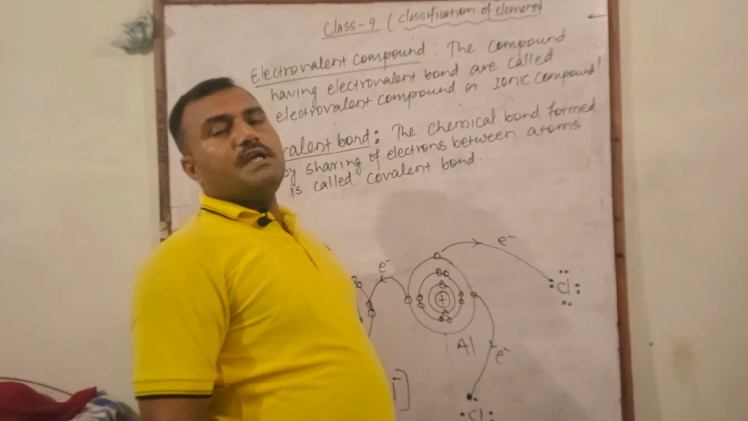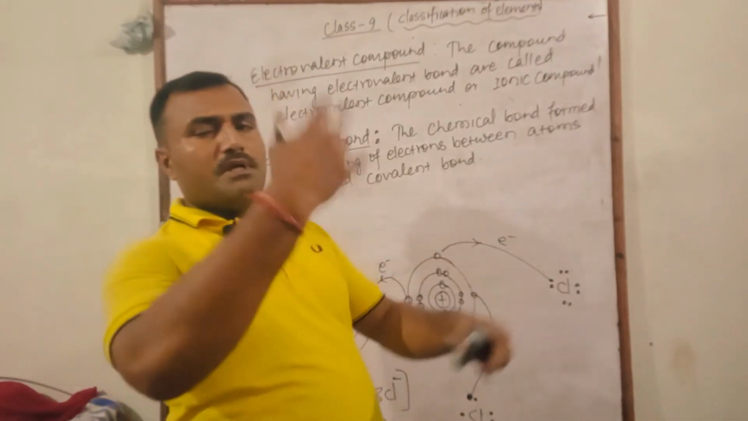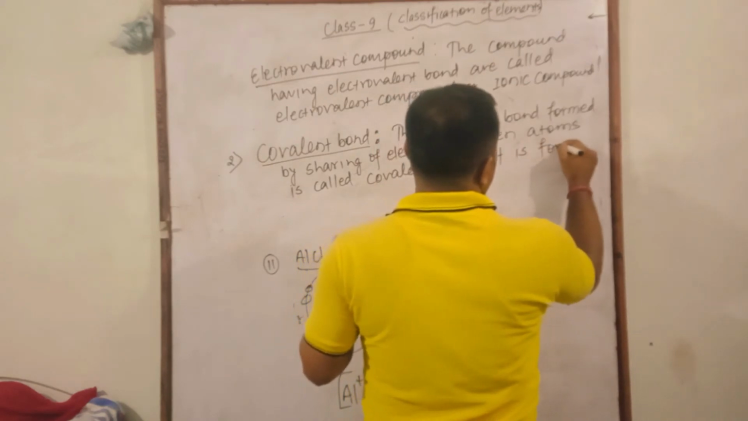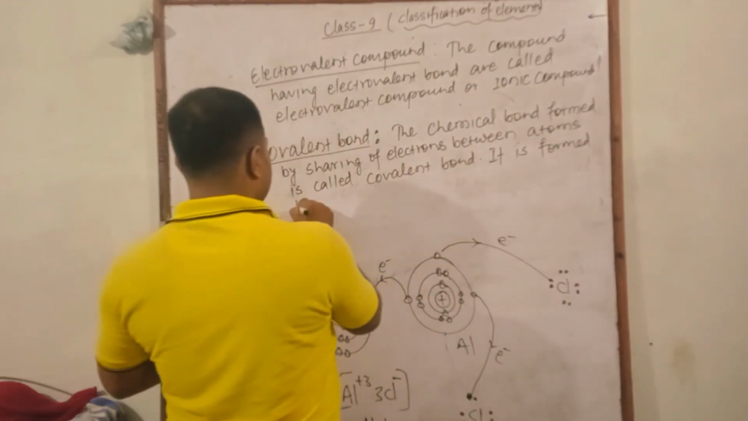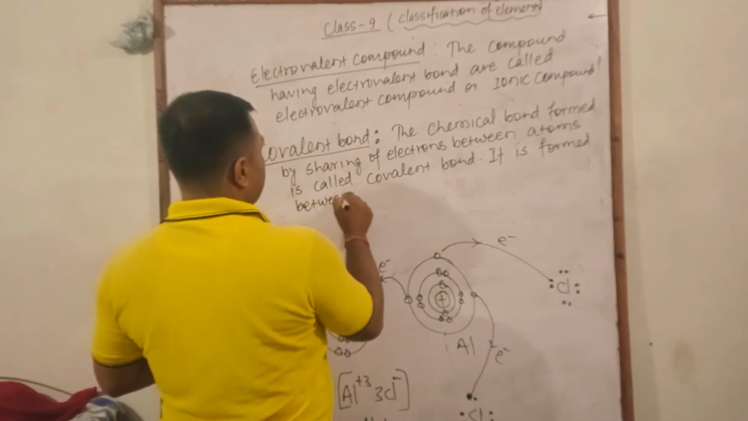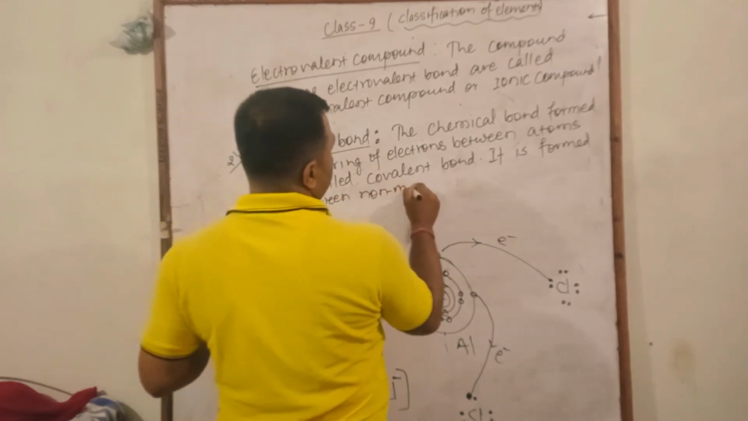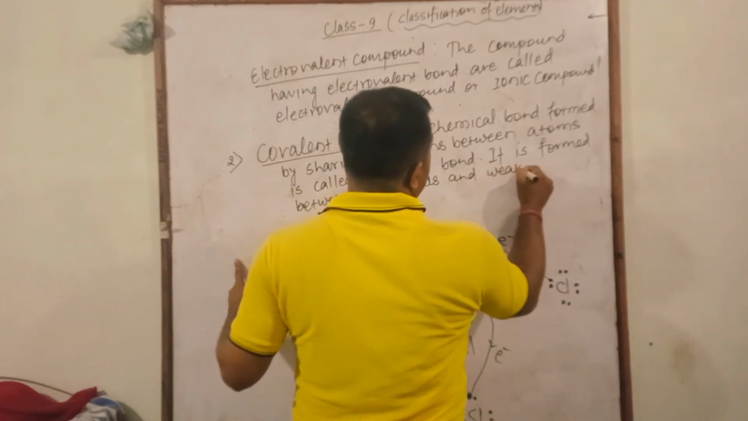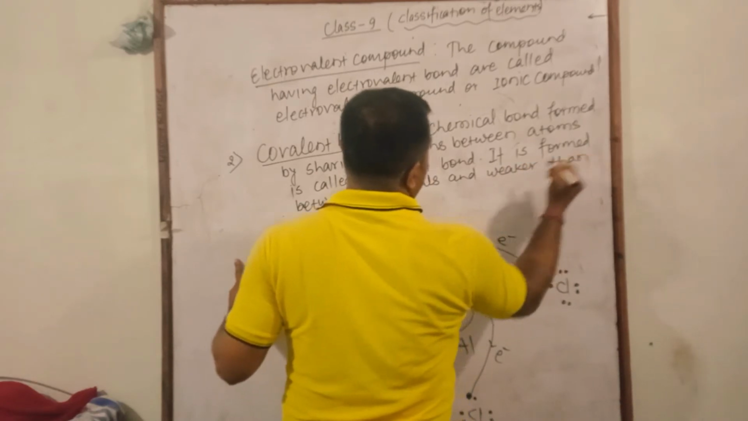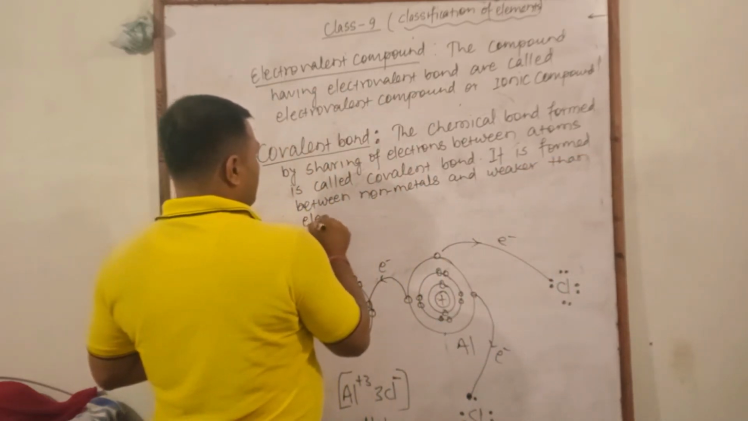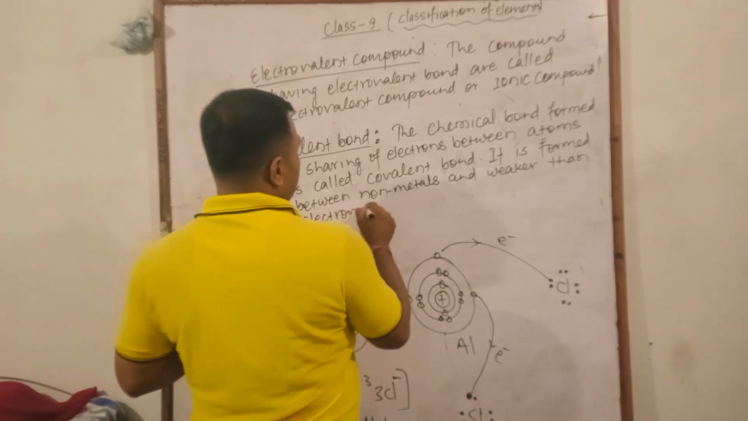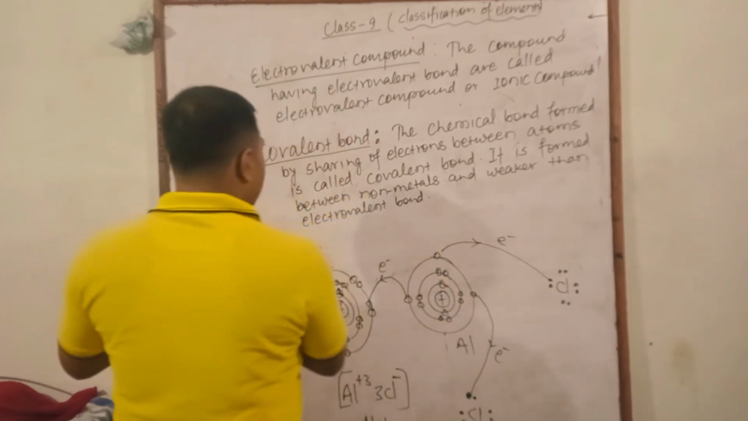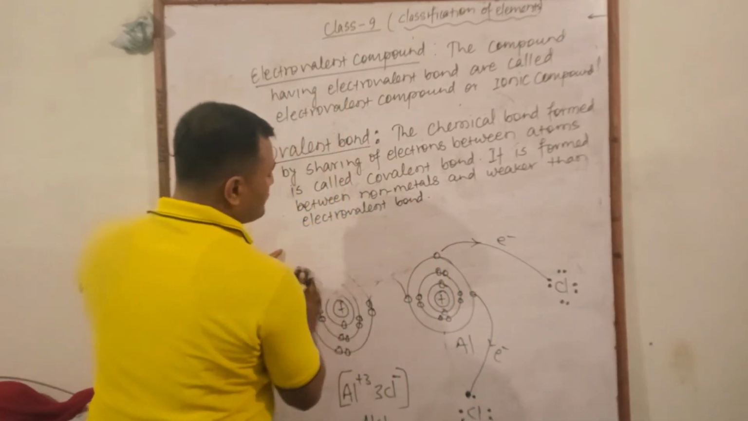Covalent bond is generally formed between non-metals, and here we write it is formed between non-metals and is weaker than electrovalent bond. Covalent bond is weaker than electrovalent bond.